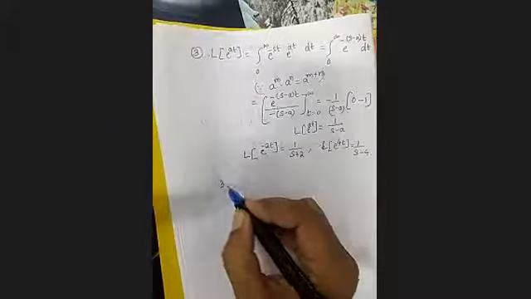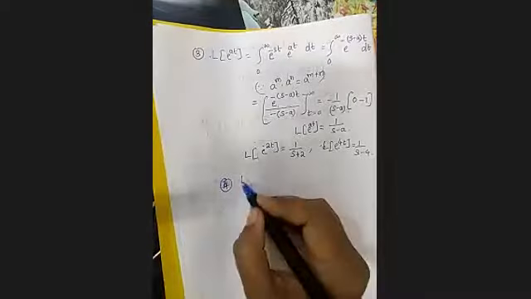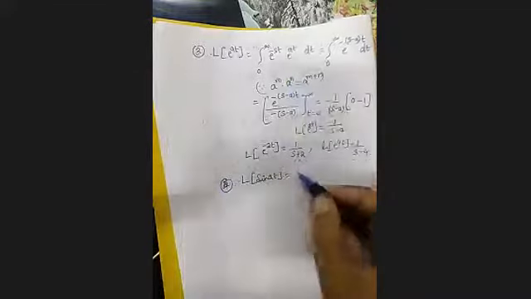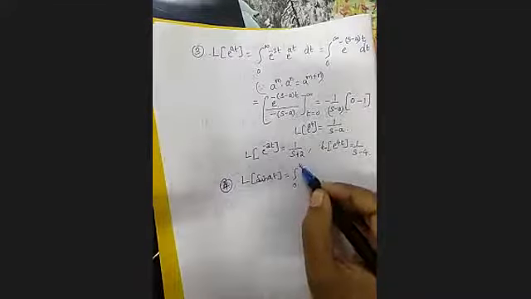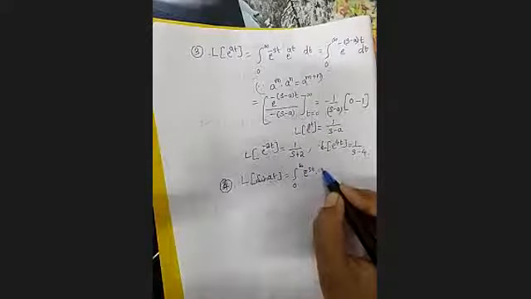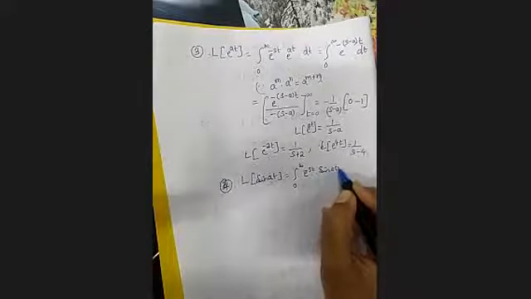Okay. Next, I'll take the next one, which is sine of at. So Laplace of sine at. Again, what is the definition? Integration 0 to infinity e raised to minus st. What do I have to write here? Sine at dt.